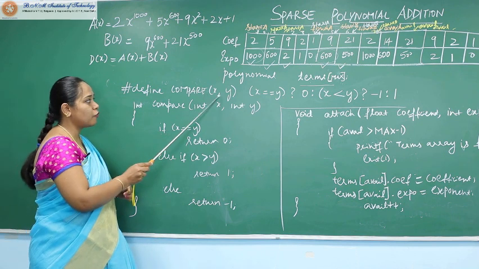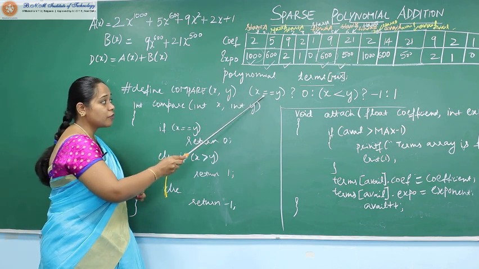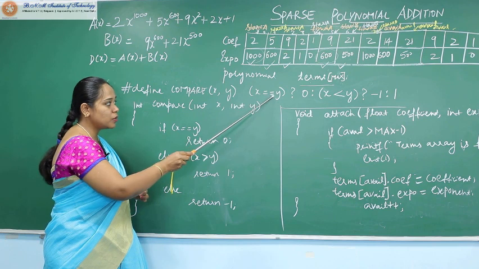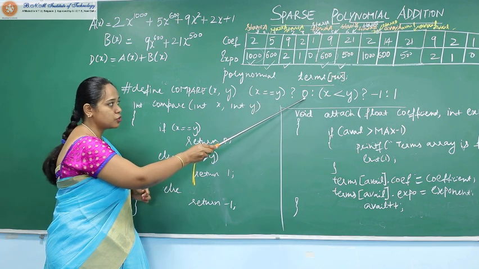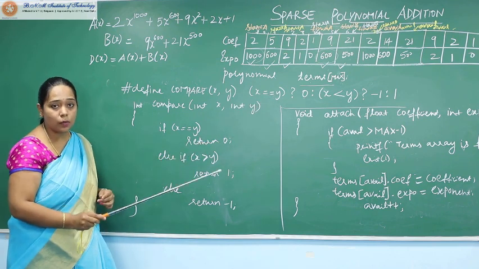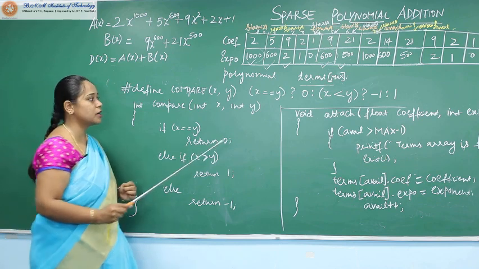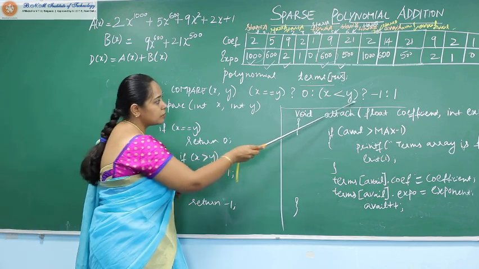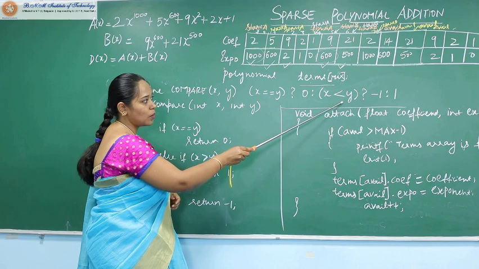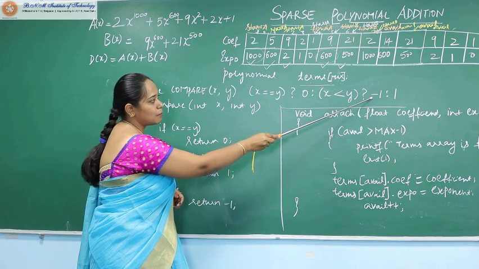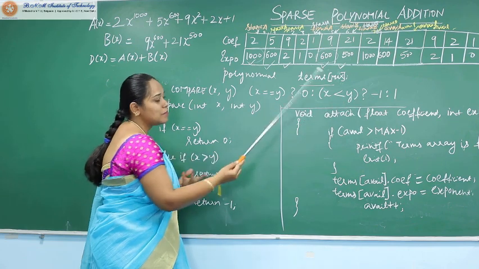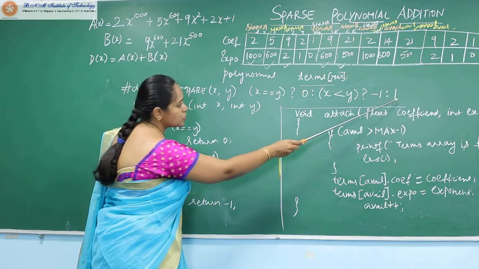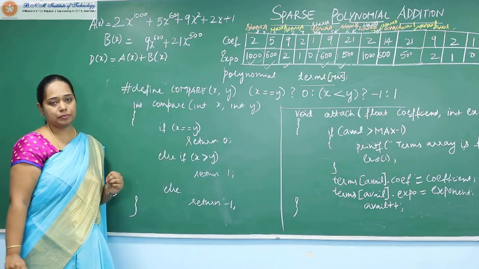So I say compare of x comma y. I use a ternary operator. If x is equal to y, the first condition, if it's true, then the value is 0. Otherwise, I use another ternary operator. If x is less than y, then the value returned is minus 1. Otherwise, that means x is greater than y, which means the value is 1.